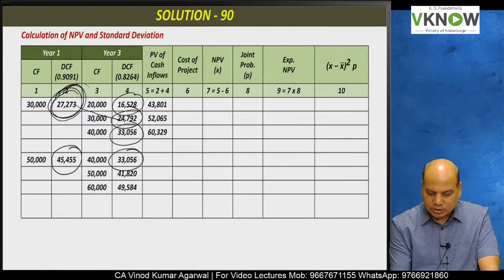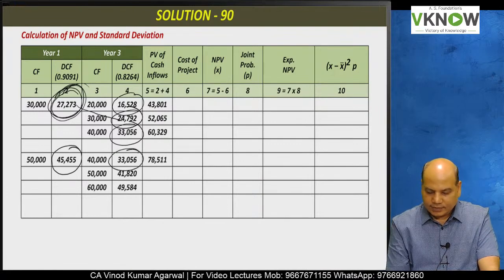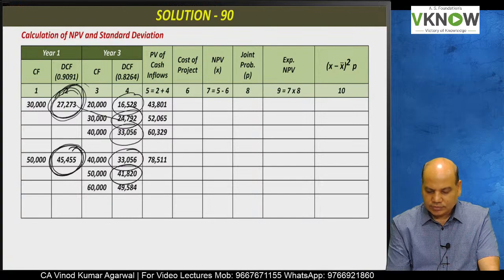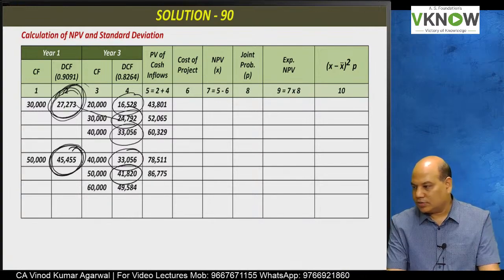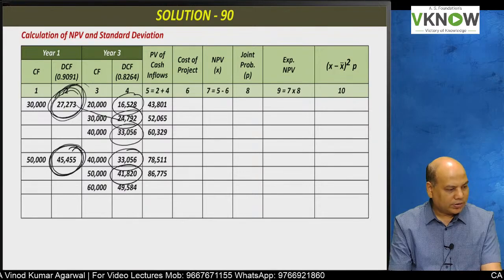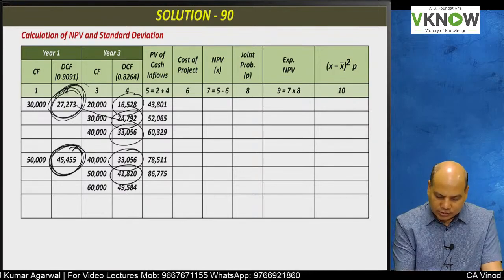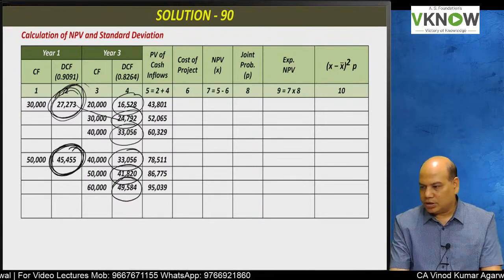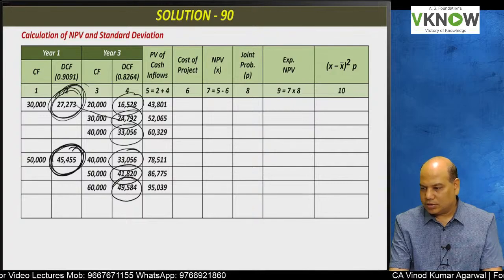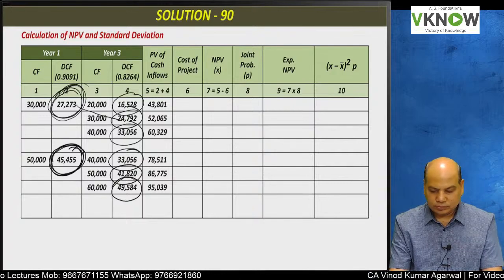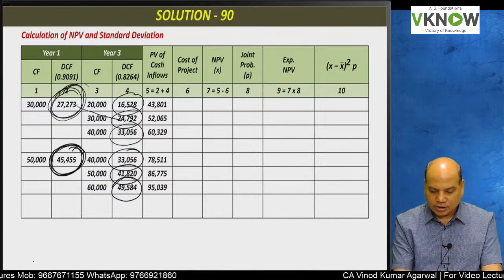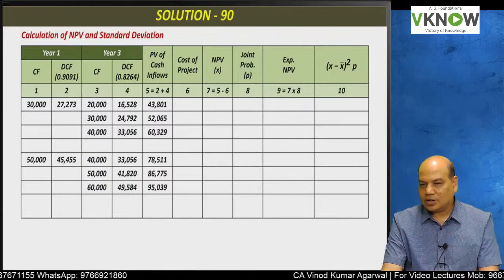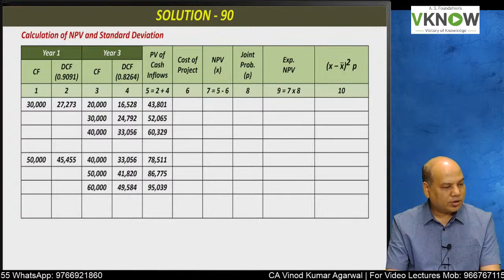This number and this number. 78511. Again this number and this number. 86775. And this number and this number again. 95039. Is it right now? Please confirm, is it right? Once you say this is right, we'll go ahead. Up to this is right.